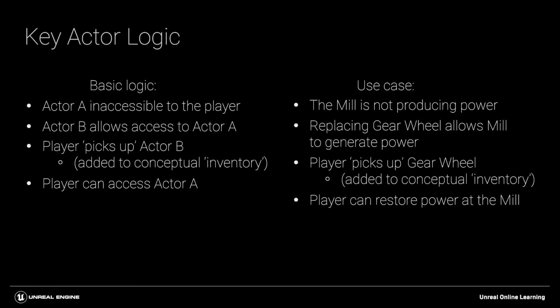Finally, we have the idea of the mill. The mill is not producing power. Replacing a gear wheel allows the mill to generate power. When the player finds the gear wheel, they pick it up, it's added to their inventory, so to speak. And then when they return to the machine in the mill, the player can restore power at the mill. So that's the basic way these things can work and how we can use this parent actor to serve all these needs in our gameplay.